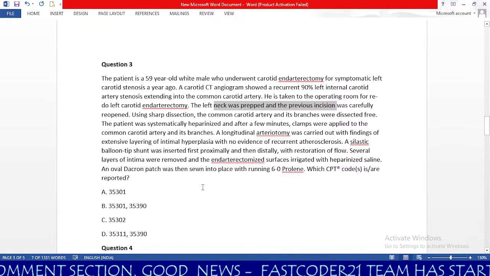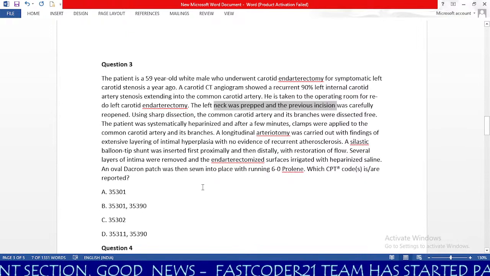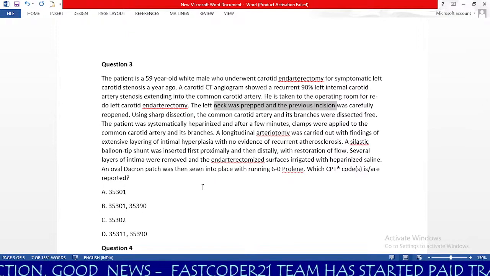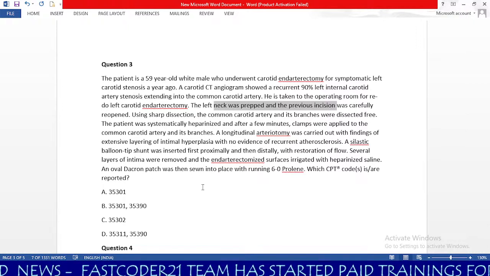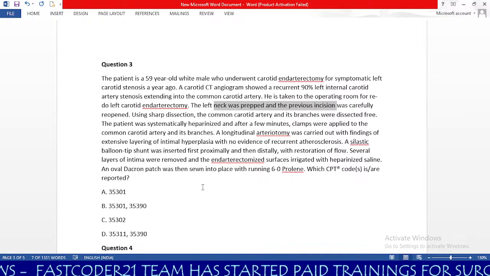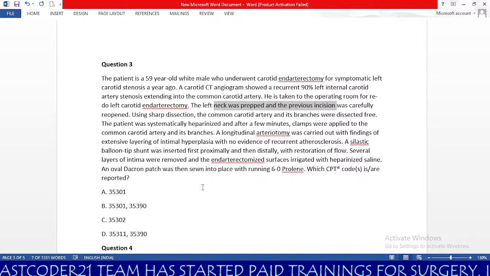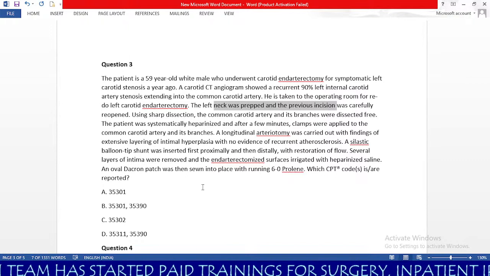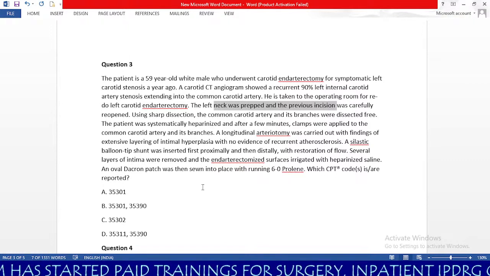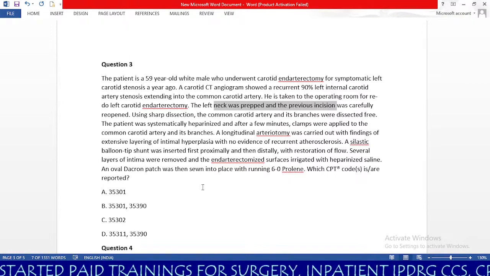And 35308 is wrong, because it is for endarterectomy of the superficial femoral artery. And 35311, what is that? It is for the subclavian artery. So based on our documentation, the physician performed endarterectomy for the carotid artery. We need to code 35301 and 35390 as it is a redo procedure.